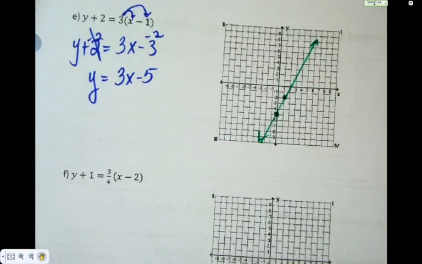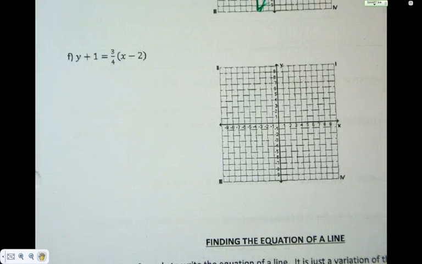Who had the exact same line? High fives. Who also had arrowheads? High fives. This is as hard as it's going to get. Fractions, brackets, crap going on everywhere.